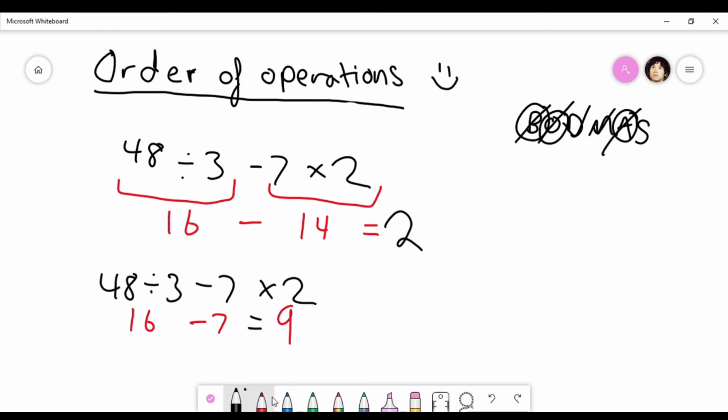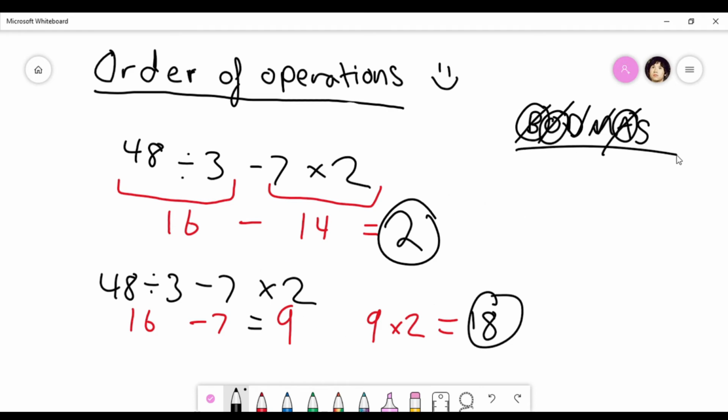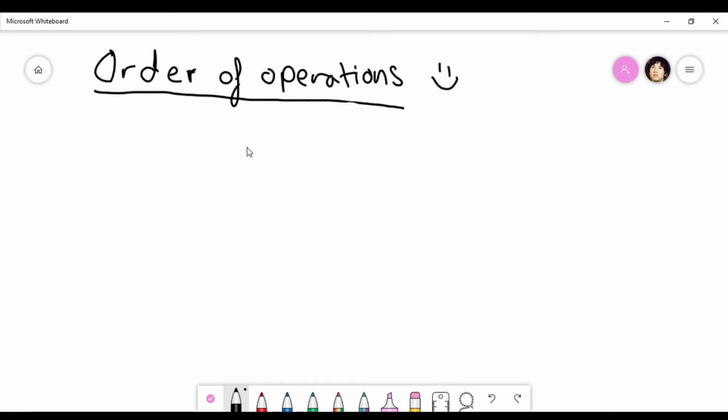And then you do 9 times 2, which is 18. And obviously 2 and 18 are not the same number, so that's why you have to do it in this order. But another thing is, yes, the rule is BODMAS, however in America it's called PEMDAS.